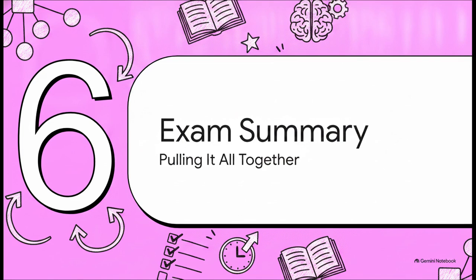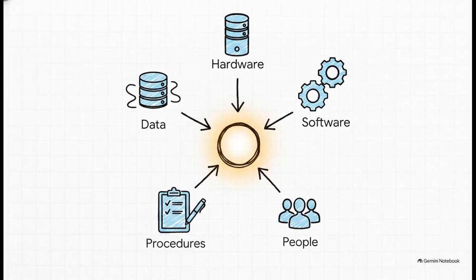Section 6. Environment and Exam Summary. Pulling it all together. We've covered a lot of ground today. Let's pull it all together by looking at the broader database environment before we dive into a comprehensive exam review to really prioritize your study time. A fully functioning information system is far more than just the underlying software. It actually requires 5 components to work.